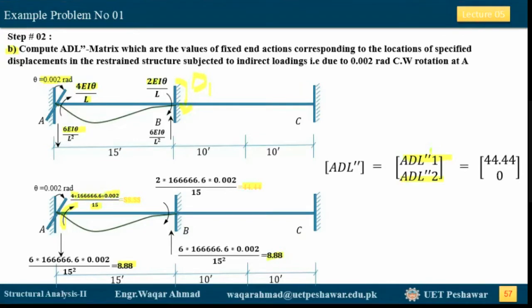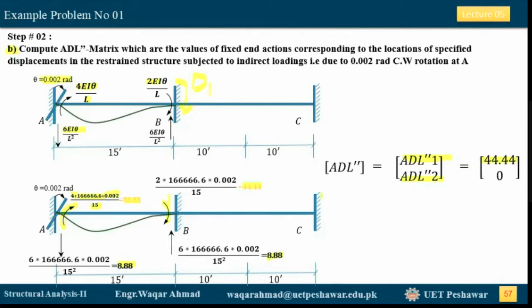Now, what are the values of A_R1 double dash? The A_R1 double dash value corresponds to D1. So this is our D1. Here we have this induced moment only, which is clockwise, so we will take it as positive. So we take this as 44.44 positive.